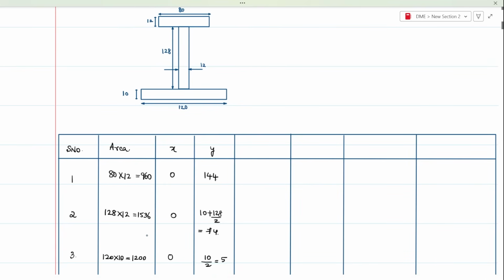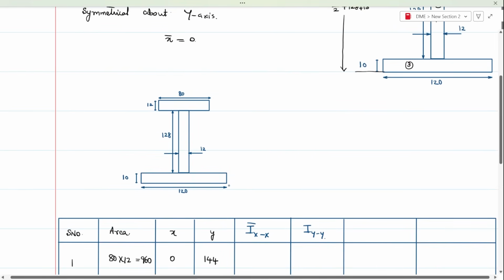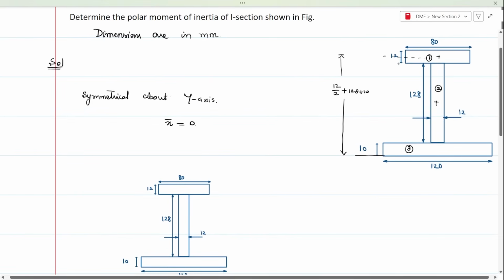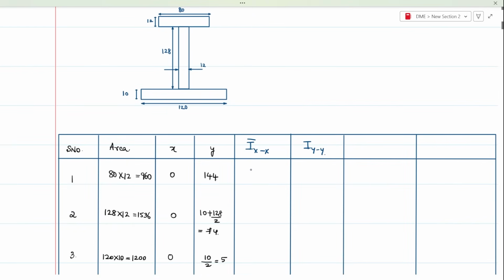Now the computation of the centroidal moment of inertia, or moment of inertia about the centroidal axis in the x direction as well as in the y direction. First I'll be writing Ixx bar, next would be Iyy bar. The dimensions of area number 1 are 80 by 12, so 80 into 12 divided by 12. I have to copy the same thing for y as well.